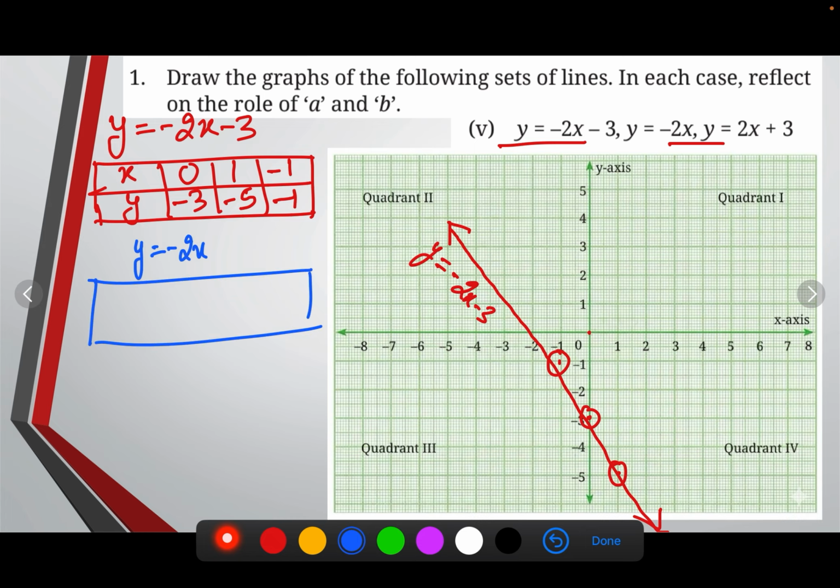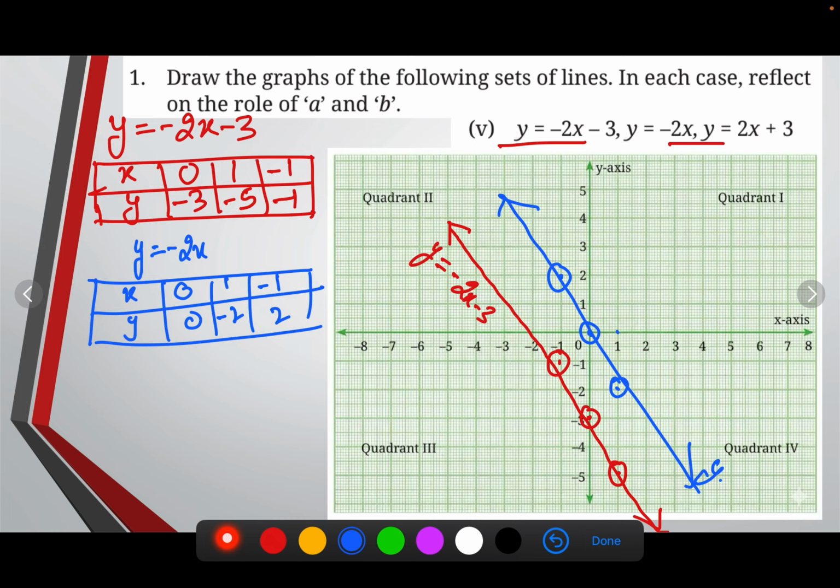Again I'll make a table, find 3 solutions, x and y: 0, 0; 1, minus 2; minus 1, 2. Let's plot this. My first point, to the second point, then it is minus 1 and 2, my third point. So it turns out to be like this. So y is equal to minus 2x. Second line is done. Let's move on to the third one, which says y is equal to 2x plus 3.